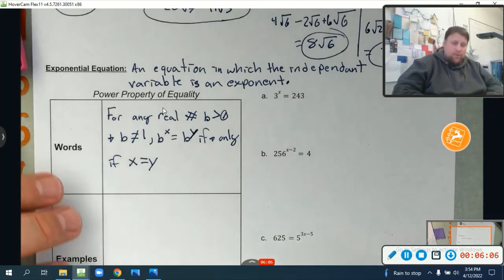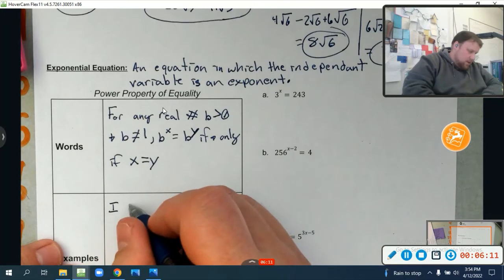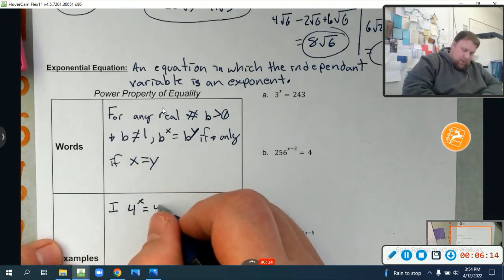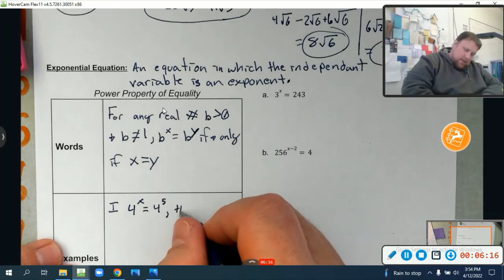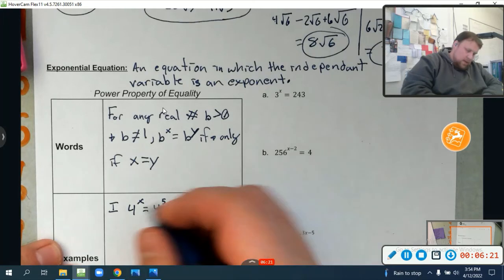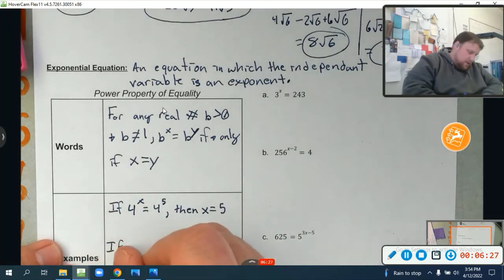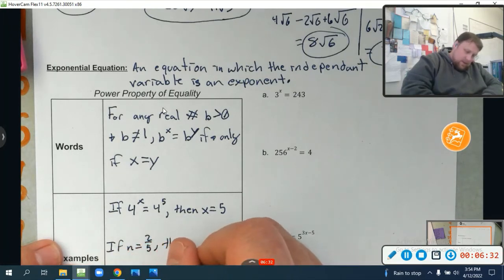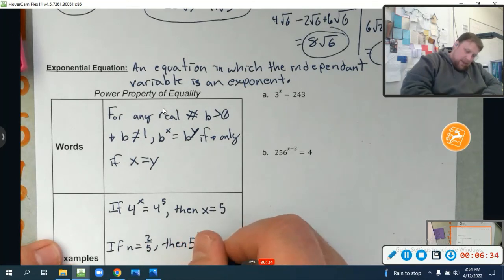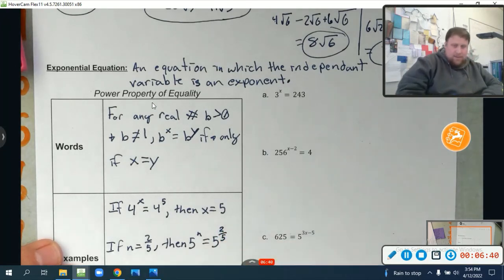Works frontwards and backwards. What does that mean in practice for examples? Well, that means if 4 to the x equals 4 to the 5th, then x equals 5. It also means if n equals 2/5, then 5 to the n equals 5 to the 2/5. And last, but certainly not least, by the way, pause at any point if you need extra time.